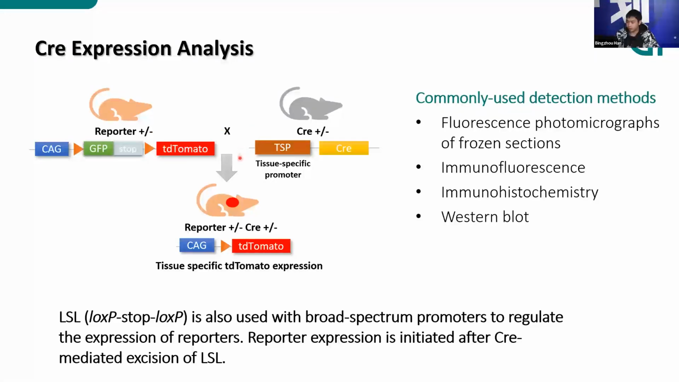When we cross them together, in the offspring, in the Cre-positive cells and tissues, the Cre will mediate the recombination of the LoxP sites, causing the upstream GFP and the transcription termination element to be deleted. Then the downstream reporter gene like tdTomato can be expressed in a tissue-specific manner according to the expression pattern of the Cre, like in the Cre-positive cells.